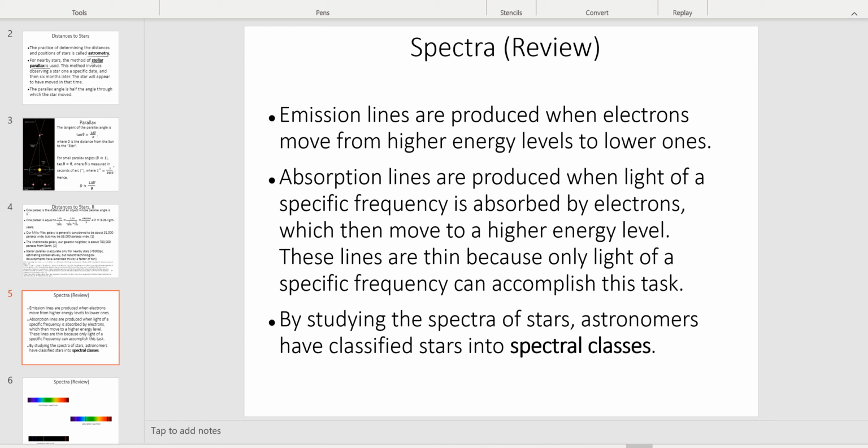Let's move on now to how we classify stars, because really we want to take this idea of spectra and apply it to stars so we can actually do some astronomy instead of talking about atoms all the time. In order to classify stars, we look at their spectra.